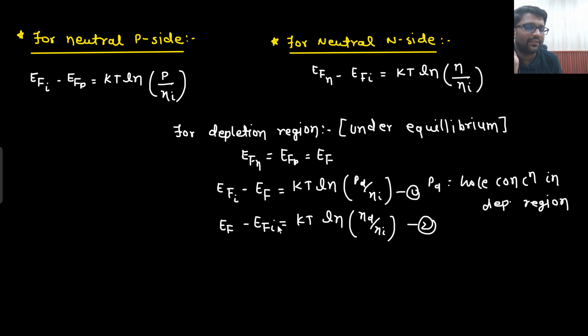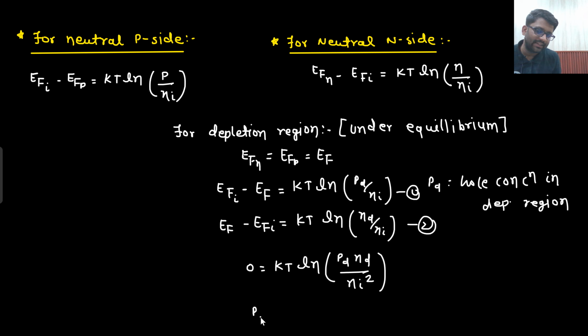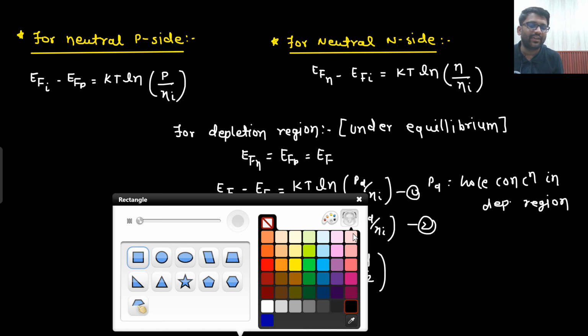EF will get cancelled out, EFI will get cancelled out. So 0 would be equivalent to KT ln, and these two will be added. So what will I be getting? Ni square. From here, what you see? Inside the depletion region, the concentration of electron multiplied with the concentration of hole would be equal to Ni square. And it is pretty obvious as well.